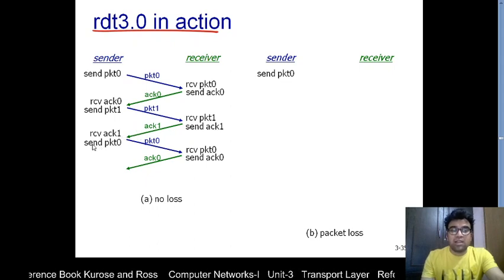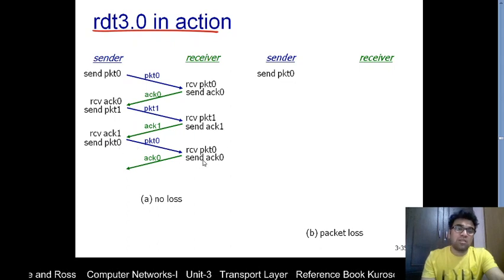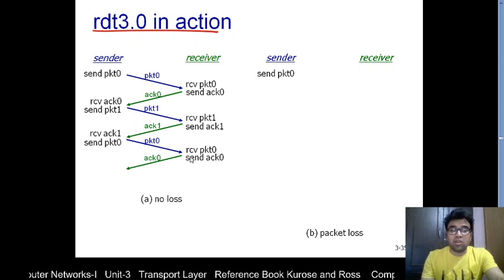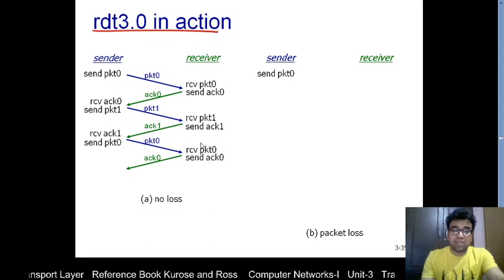Now again it is sending the next packet with the sequence number 0. It is received by the receiver, and the receiver sends the acknowledgement back to the sender of the third packet, which has a sequence number 0. So this case has three packets: first, second and third, which have the sequence numbers 0, 1, 0. So there is no loss in this particular case.